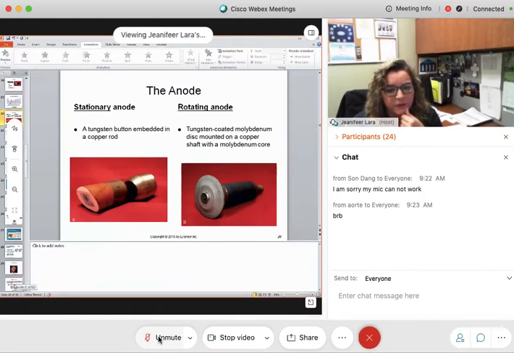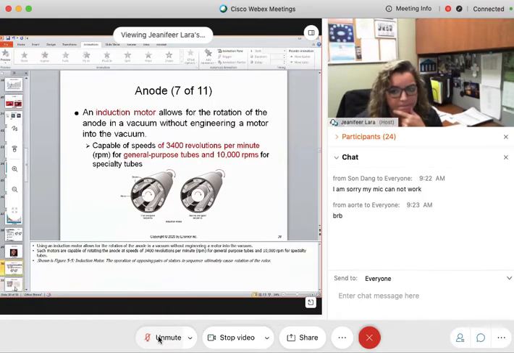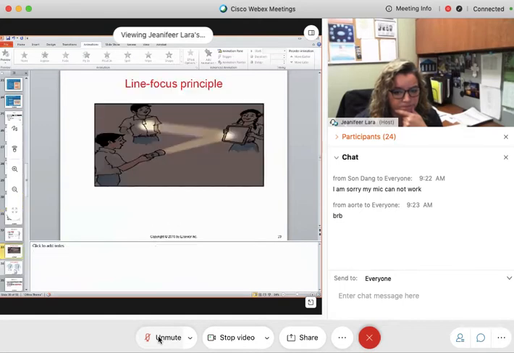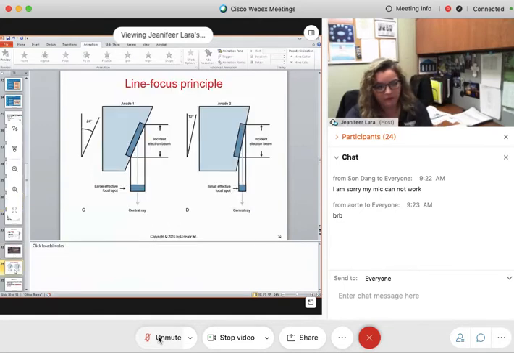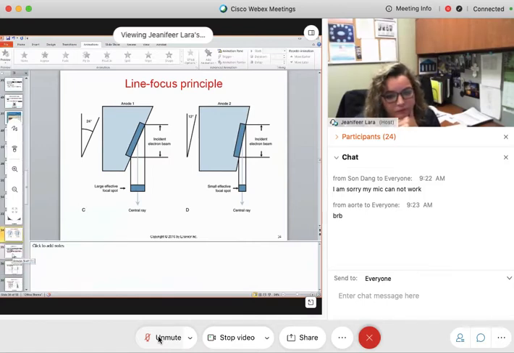What other questions before we move on into cathode? Are you guys okay with the line focus principle? Yeah? Okay. The anode heel effect? Why does the anode heel effect exist? Stephanie?